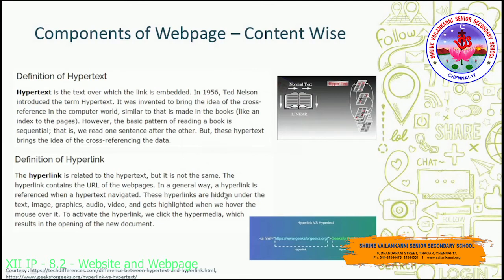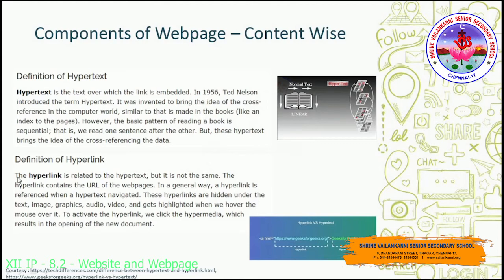So in general, a hyperlink is referenced when a hypertext is navigated. When you click the hypertext, you will be directed to the other website. That is called the hyperlink. The link is embedded in the hypertext. These hyperlinks are hidden under text, image, graphic, audio, video. So it is not only text, you can click some images and you will be directed to some other page.